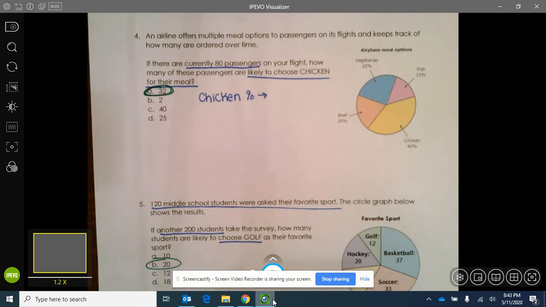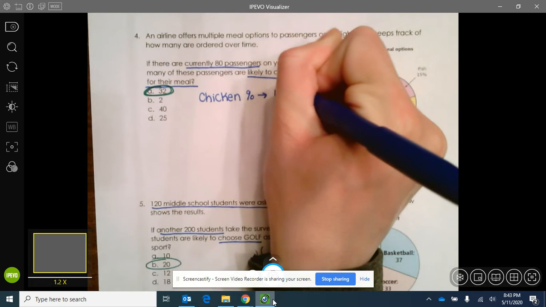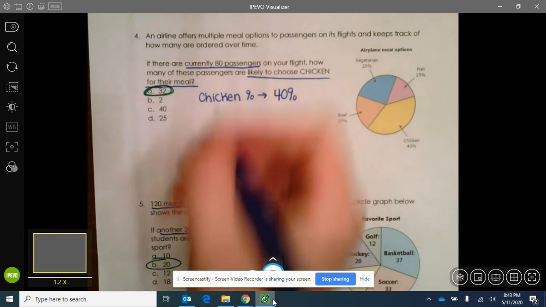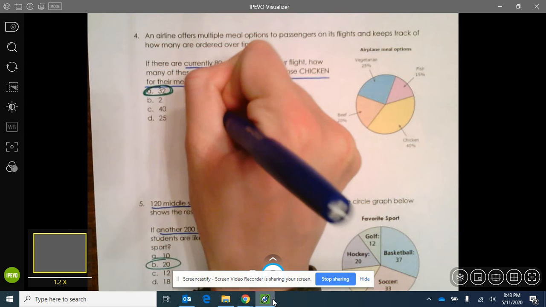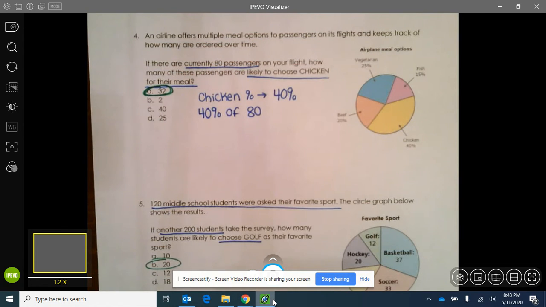Okay, so if you look at your circle graph, you notice that chicken accounts for 40% of the meals ordered. So the chicken percentage is 40%. Now, I don't want to know what percent of the passengers are going to order chicken. I actually want to know how many. So what I need to do next is find 40% of the total number of passengers on the flight, which in this case is 80. So I need to find 40% of 80.